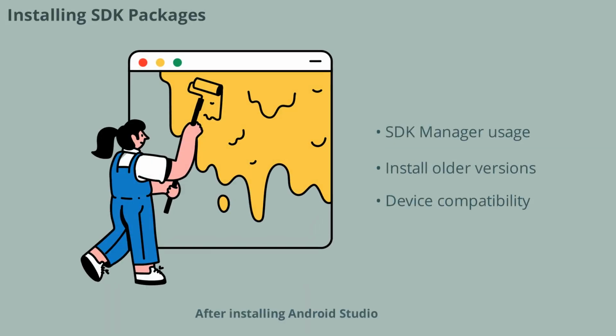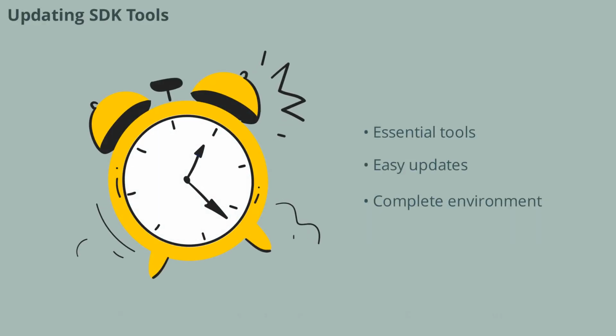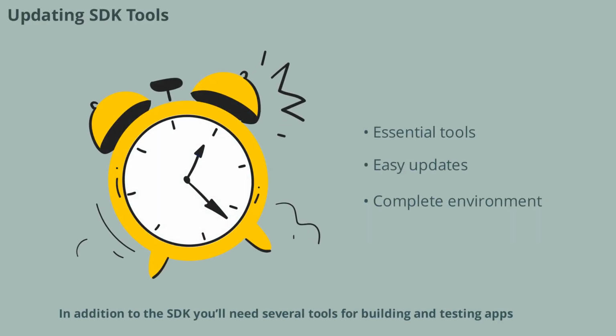After installing Android Studio, it's important to verify and update your SDK packages. Use the SDK Manager to check which versions are installed and add older versions if needed. This ensures your apps are compatible with a wide range of devices, including those running Android 8 Oreo and above. In addition to the SDK, you'll need several tools for building and testing apps.